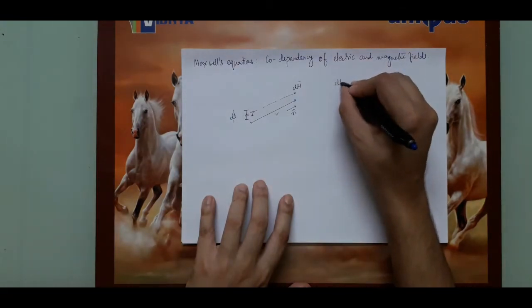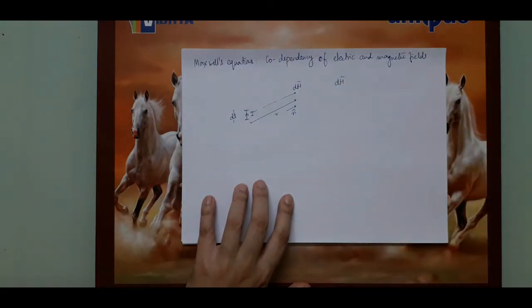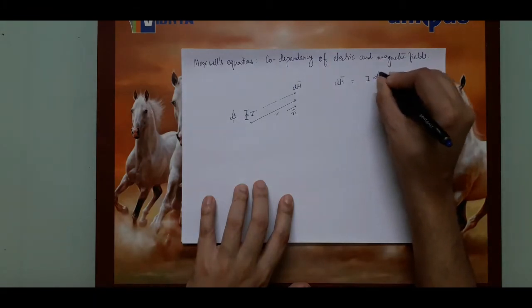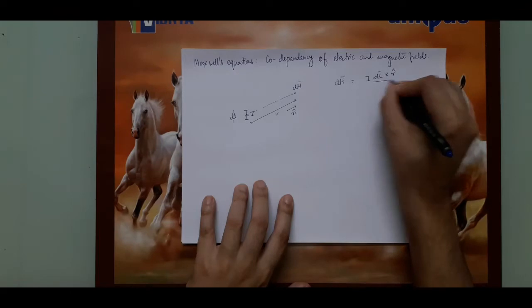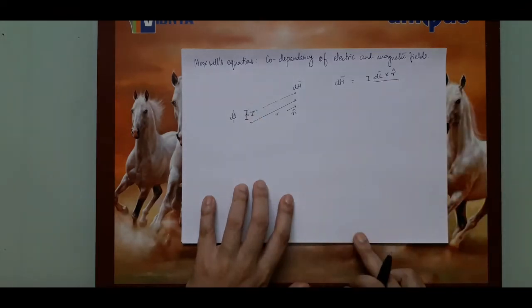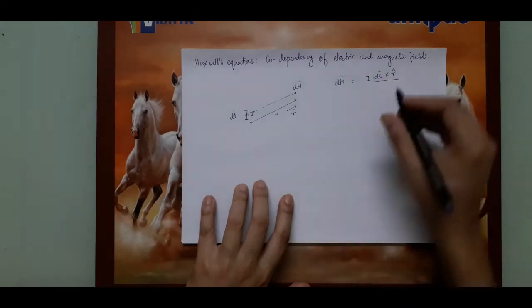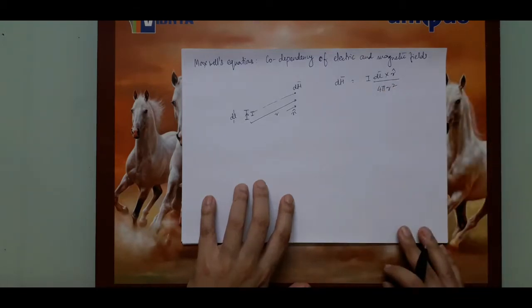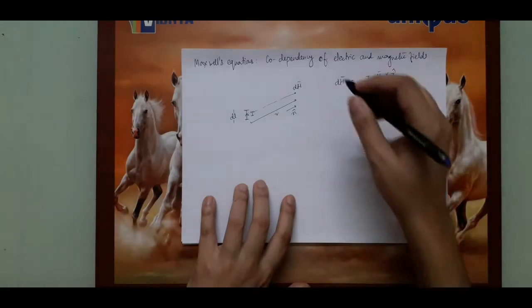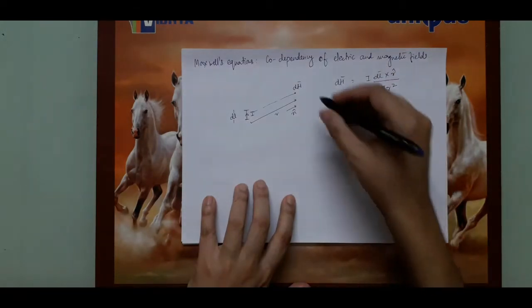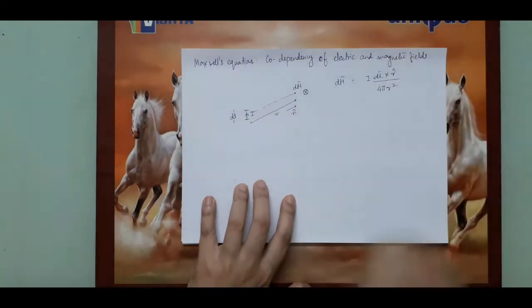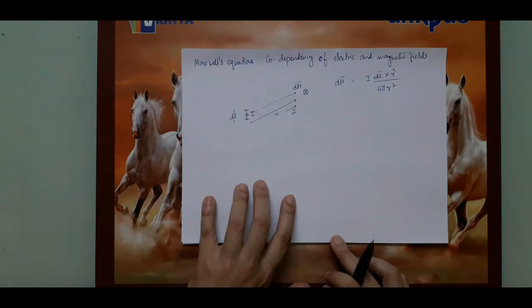So we know that this dH is given as the cross product of the length element and the distance element. So this is as per the Biot-Savart law. We had also proved that the nature of this magnetic field is such that it will enter the plane of the paper at this point.